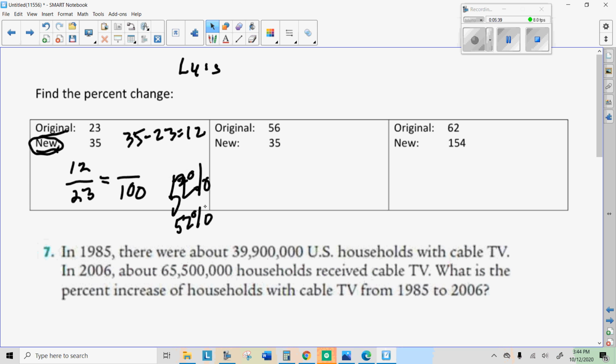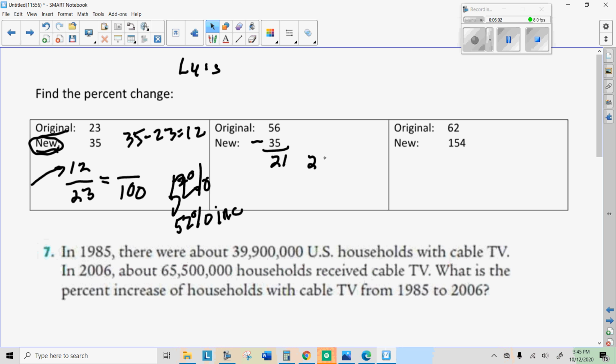Okay. All right. So the important thing is, how did I get this 12? And you get that by subtracting. Okay. Now, in this case, it went up, so you would say 52% increase. Okay. And I'll do one more with you. In this case, we're decreasing. So the first thing I want to do is figure out how much I'm decreasing by, and that's 21.